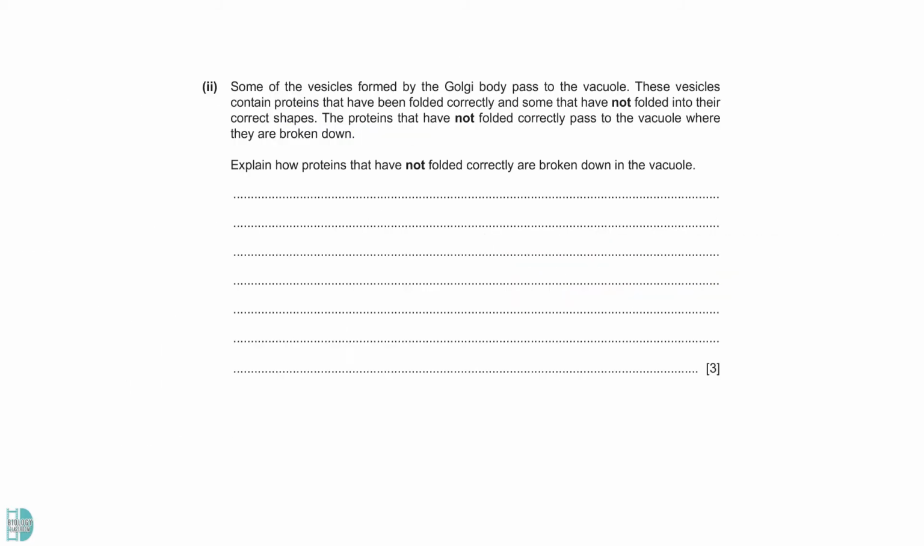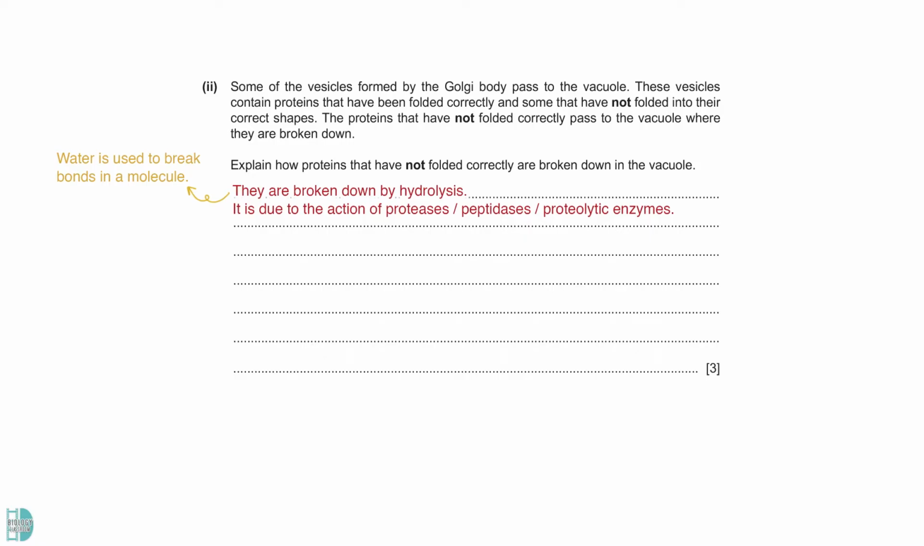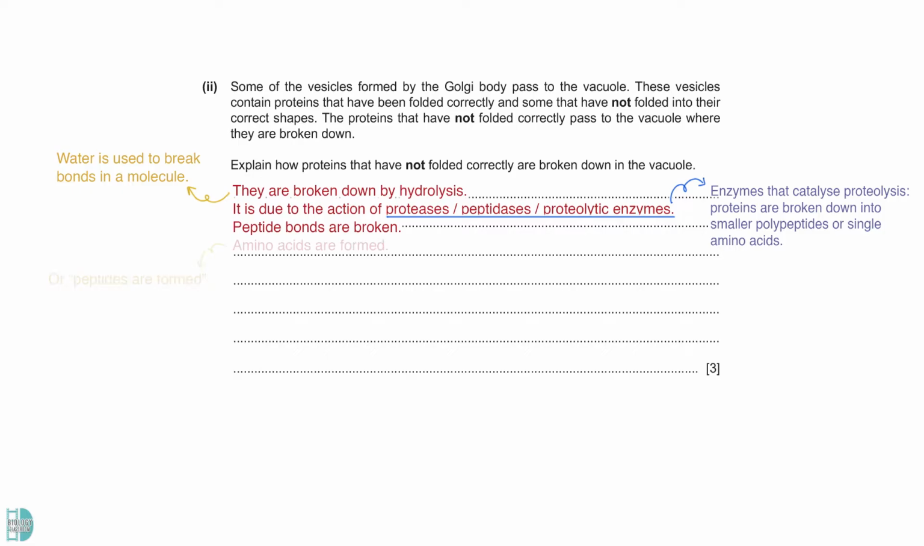2. Explain how proteins that have not folded correctly are broken down in the vacuole. To break down biological molecules such as proteins, we need to carry out hydrolysis. It means that water is used to break bonds in a molecule. The enzymes that catalyze this reaction are called the proteases. You can also call them peptidases or proteolytic enzymes. They are the enzyme that catalyze proteolysis, a process where proteins are broken down into smaller polypeptides or single amino acids. Peptide bonds are broken in the protein, and amino acids are formed.